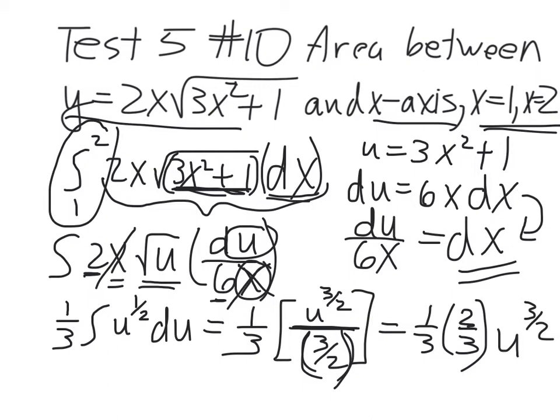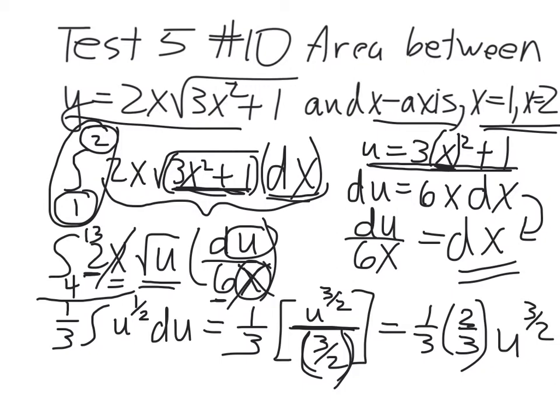If we choose to leave it in terms of u once we do the substitution, we need to change our integral limits. If x is 1, u is going to be what? Okay, u would be 4. So our integral limits, we can change that to terms of u. We go from 4 up to, well, if x is 2, u is what? 13.